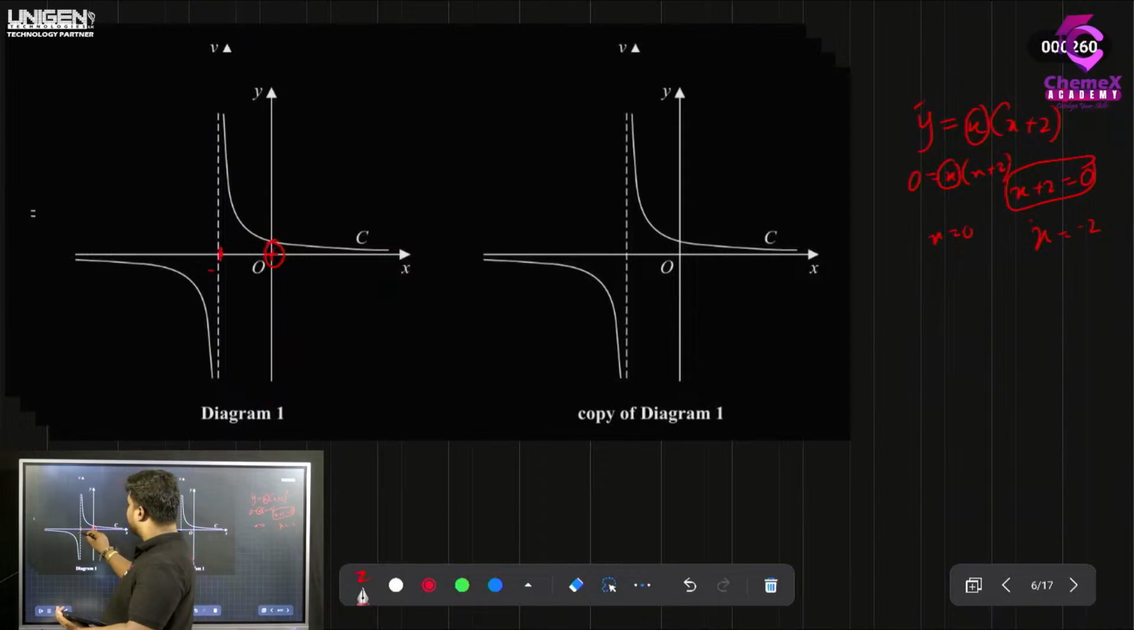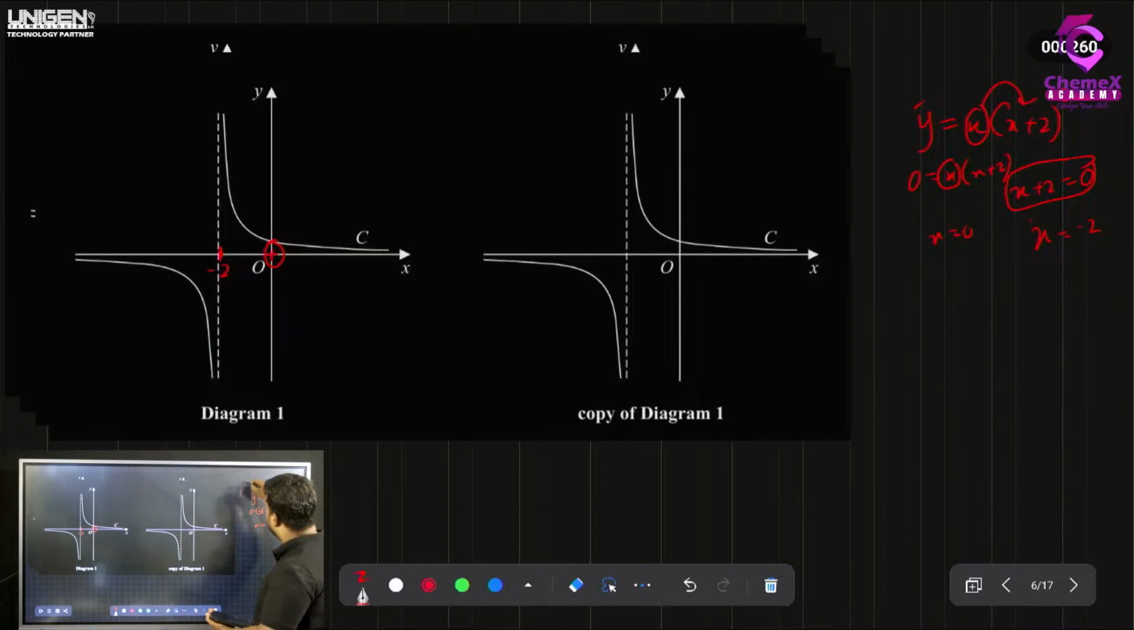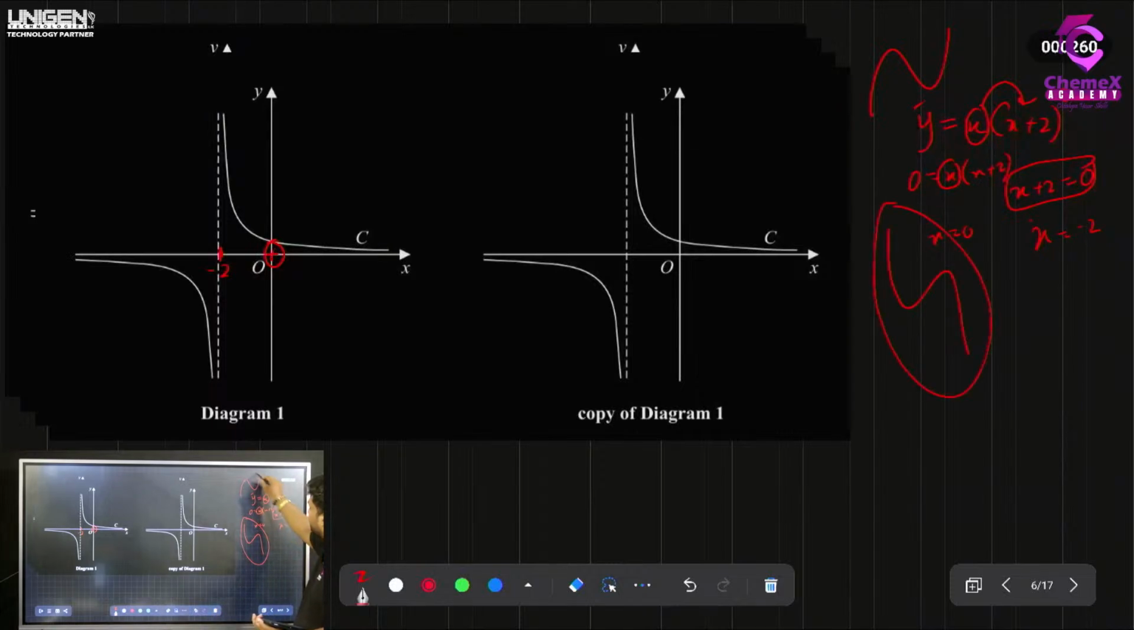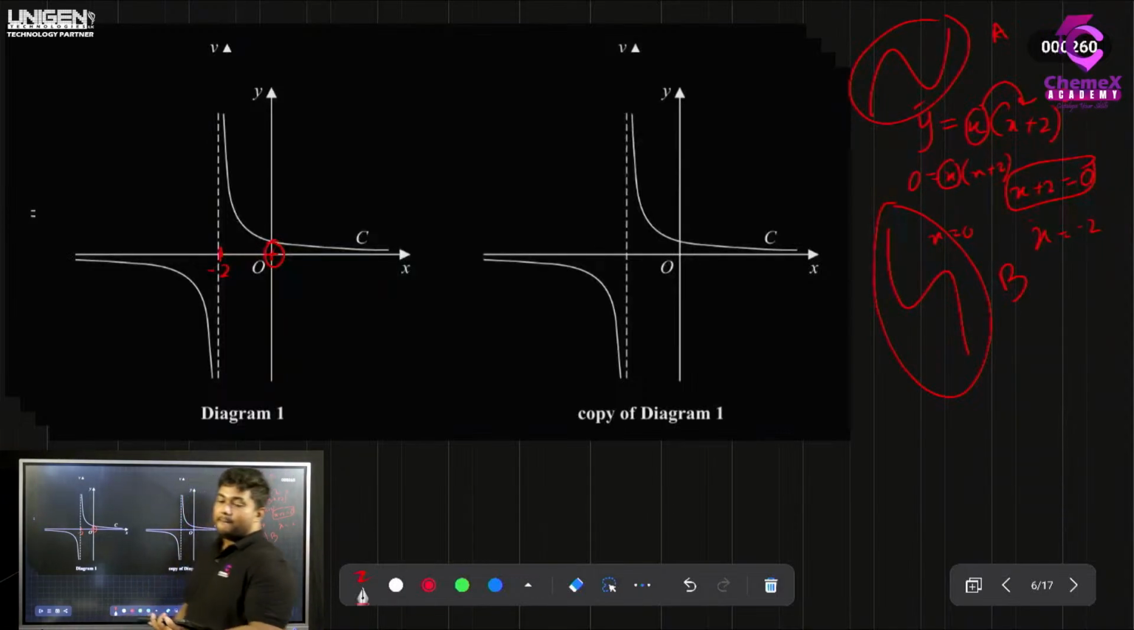Now look at this graph, the x to the power 3 graph. You know x to the power 3 graphs go like this or like this. Is it this or this? Can you say whether it's A or B? Positive x to the power 3 graph. Is it A or B, Midusha? Y equals x to the power 3 graph?